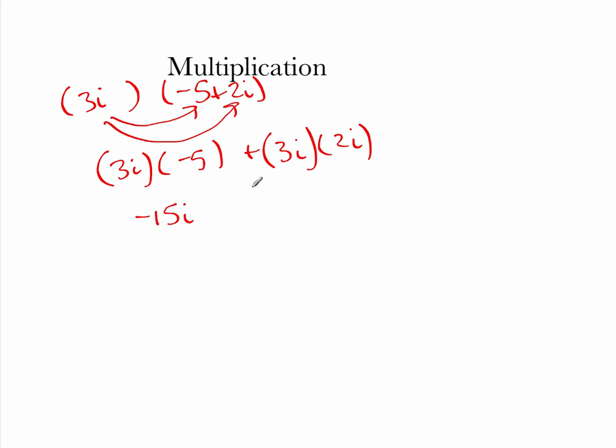What happens to the second term? I'm going to get plus 6 times i squared. But you remember, i squared is really negative 1. So this becomes minus 15i minus 6. I want to put this in standard form, so this is negative 6 minus 15i.